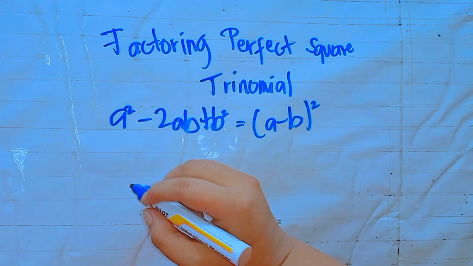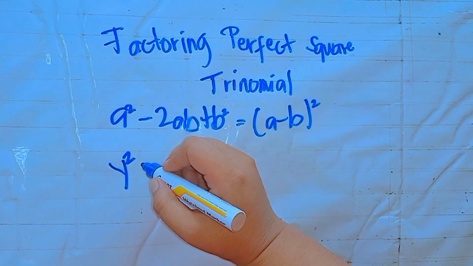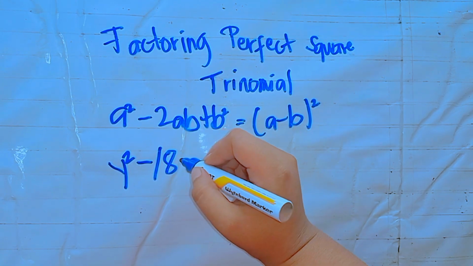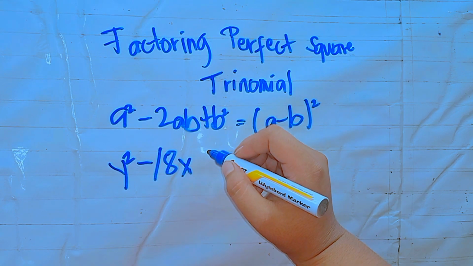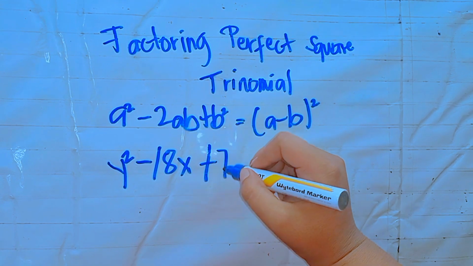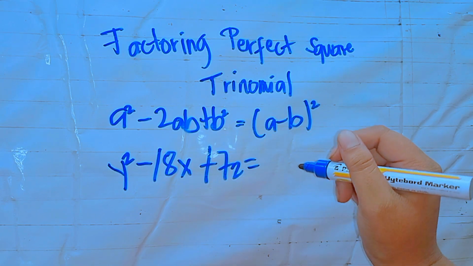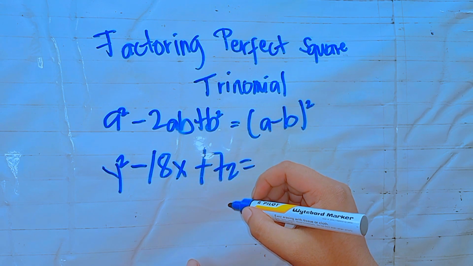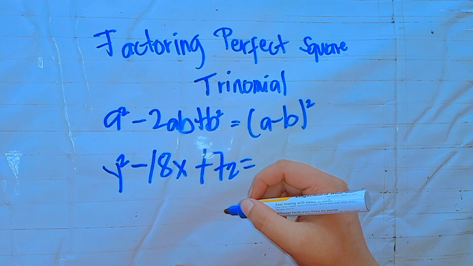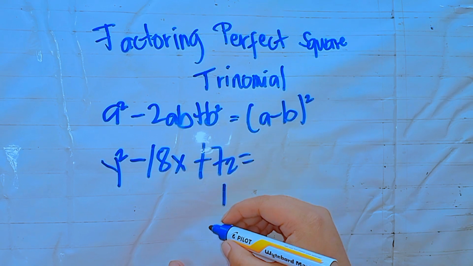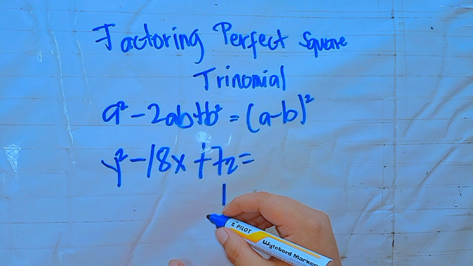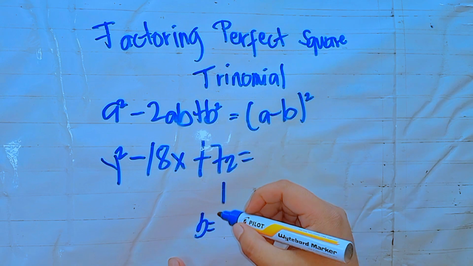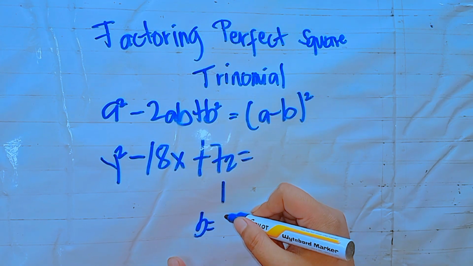For example, we have y squared minus 18x plus 72 is equal to... First, we need to find out if this equation is really a perfect square trinomial. You'll know that it is a perfect square trinomial if this is divided by 2, b is equal to the square root of 72, which is 9.